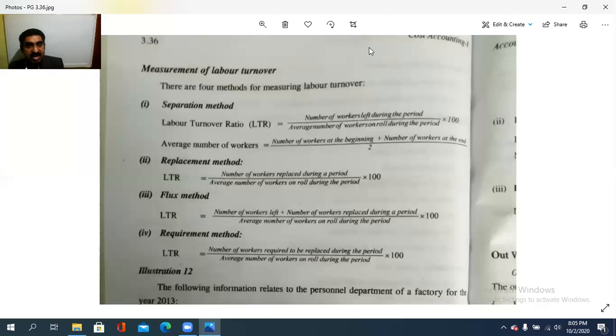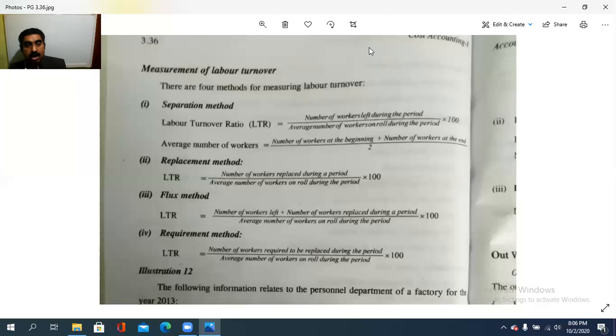Okay. And in the case of the replacement method, the only change is that instead of the number of workers left during the period, we put the number of workers replaced during the period, divided by the average number of workers on roll during the period, into 100.